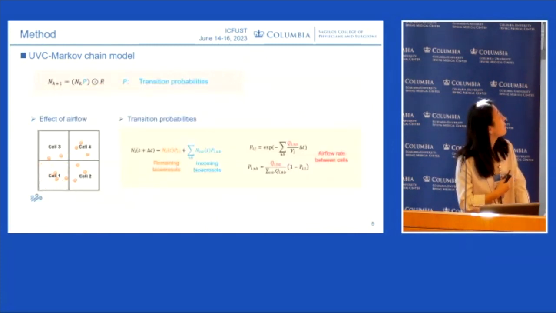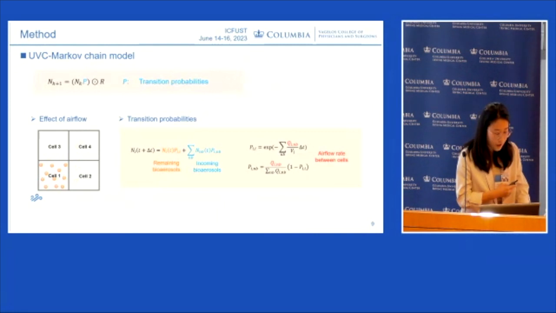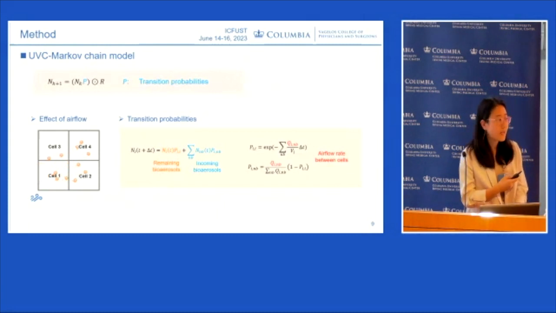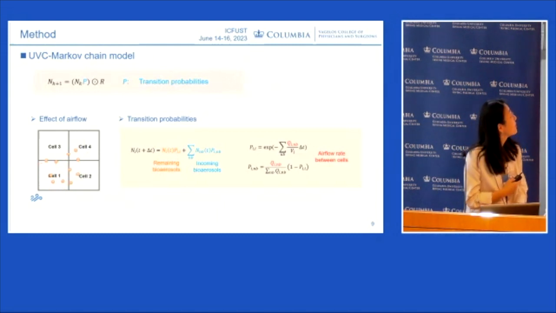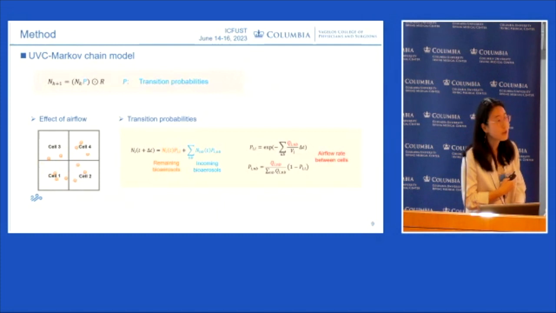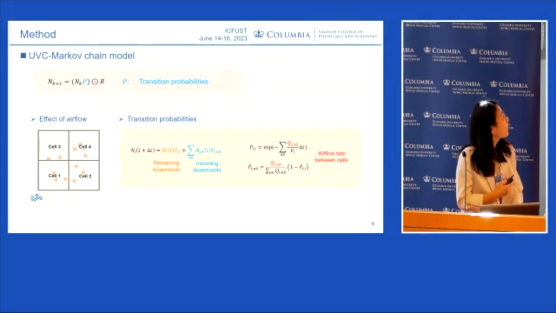For the P matrix, it is based on the airflow. In a computational domain, we separate the domain into several cells. The transition probabilities mean the probabilities of particles transporting from one cell to another, and they can be calculated based on the airflow rate between the cells. The particle number in a cell after a time step equals the sum of the remaining particles in the cell and the incoming particles from the neighboring cells.